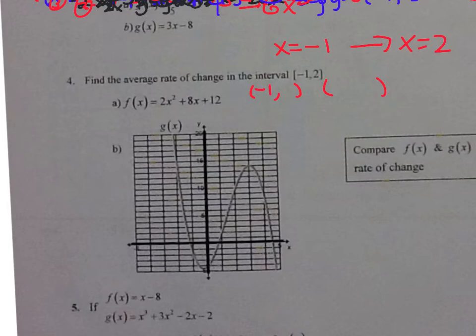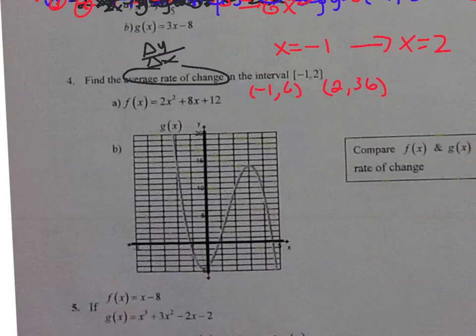So what's the y value when x is negative 1? So that y value is equal to 6, and the y value when x is 2 is 36. Now remember, the average rate of change is the change in y over the change in x.